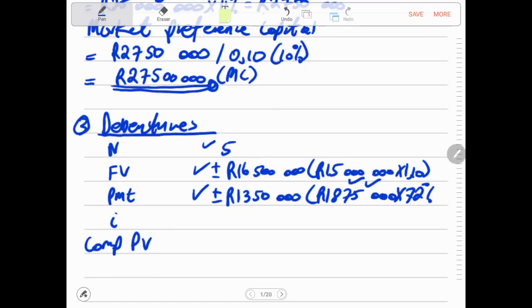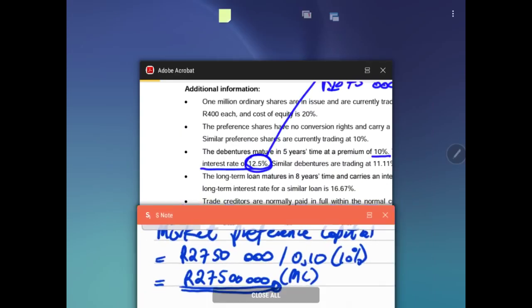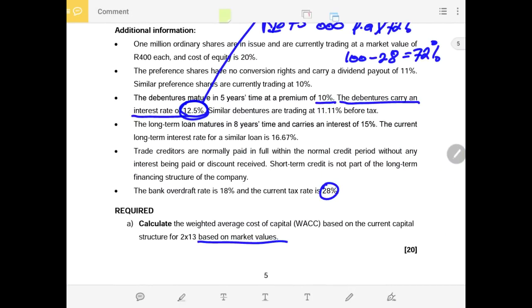Our PMT, that's what we are paying, so we cannot change our PMT. We only change the interest, and we take the interest of the market. And it must also be after tax, because we are dealing with a financial instrument that is affected by tax very positively. So now these debentures are currently trading at 11.11%.